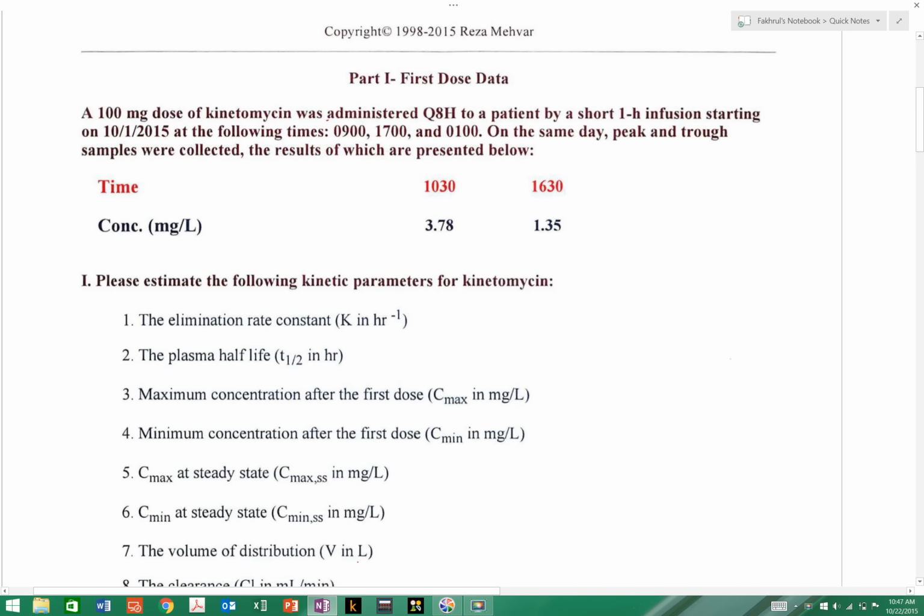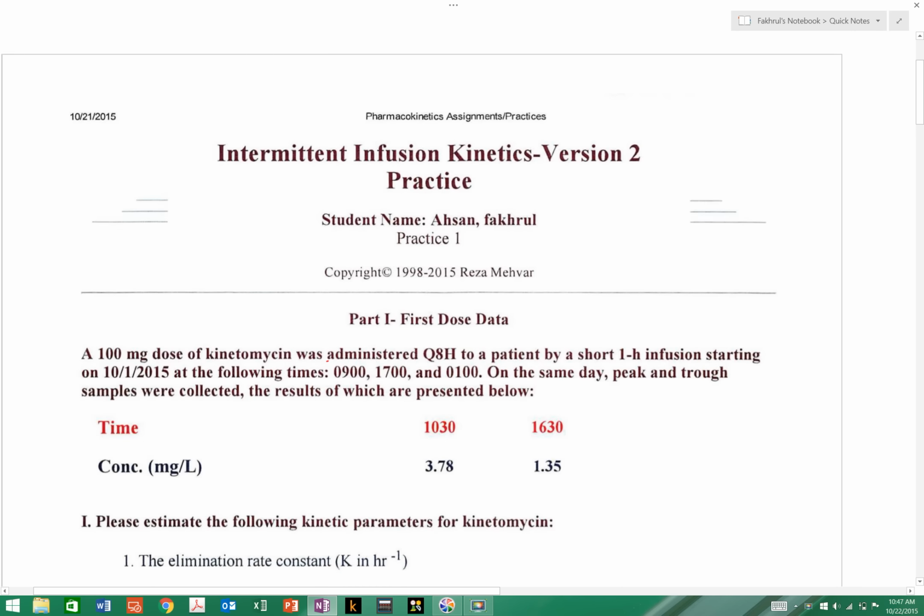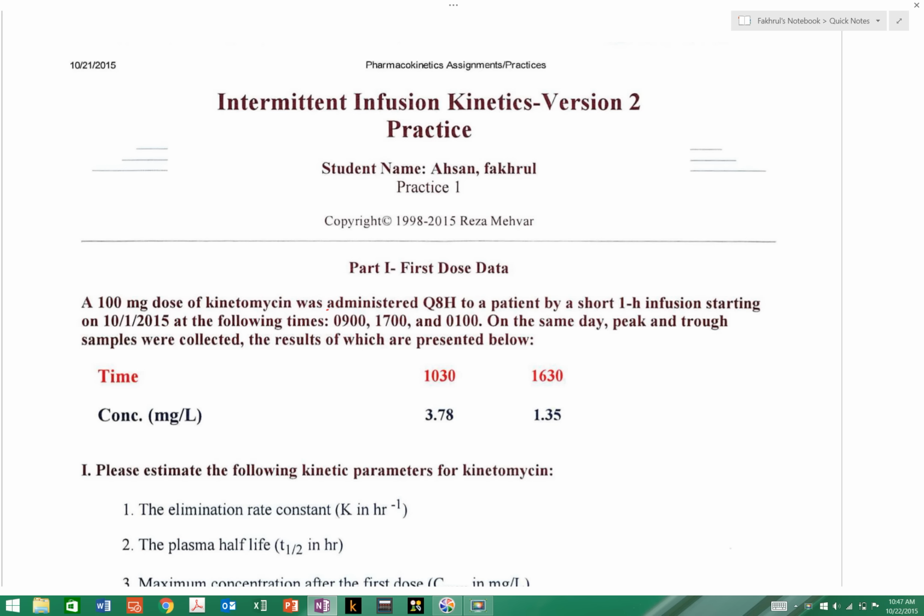Hello class, this is your video for intermittent IV infusion. I'll post two videos, one for part 1, first dose data, and another for steady state infusion data.